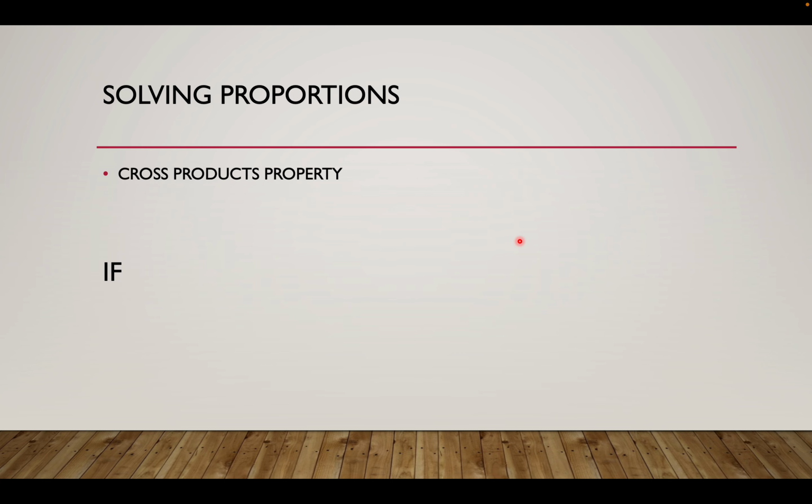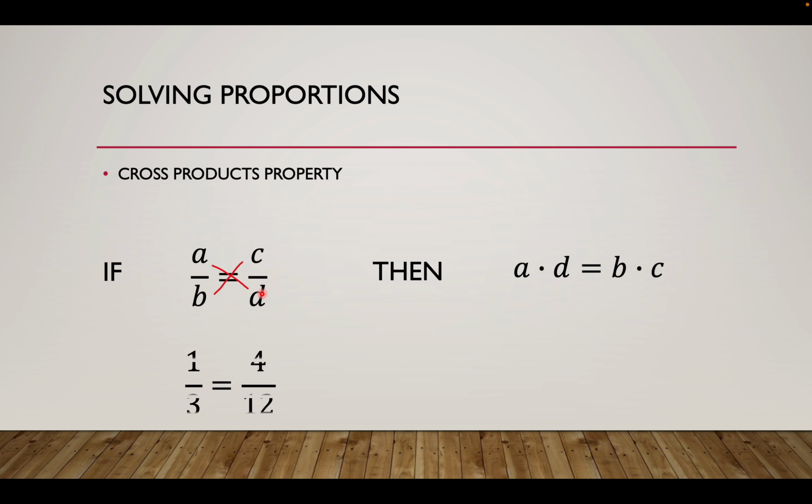Solving proportions, we use our cross products property. So if we know this ratio, then we can cross multiply, telling us that A times D equals B times C. Now, just remember, it doesn't matter if I put the B times C on this side and the A times D on this side. Just know I have to multiply this denominator with this numerator and vice versa with the other option.